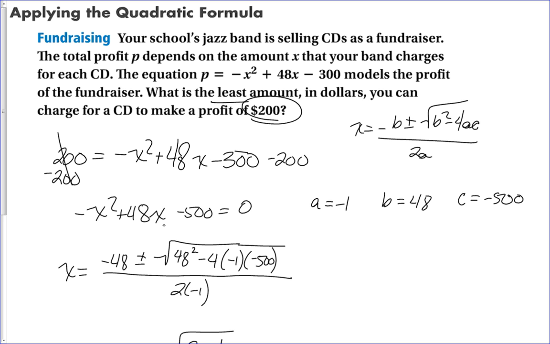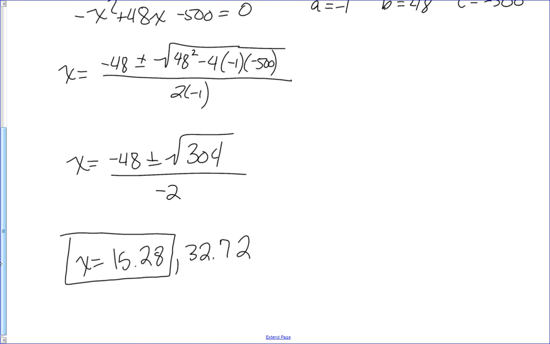Once you do that, plug it into the quadratic formula and simplify it down. In this case, we're looking for money. So we simplified it down, and we got that you could either charge $15 or $32, and then it wanted the least amount of money that we had to charge to make $200. So the least amount is the smaller of the two answers, giving you the 15.28.